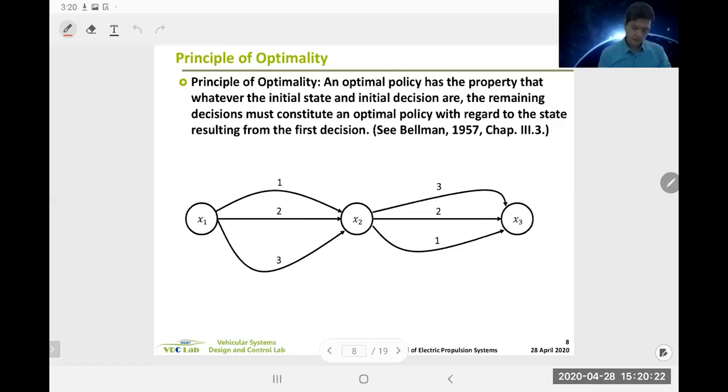So if you look at this, let's read it out loud. Okay, an optimal policy has the property that whatever the initial state and initial decision are, the remaining decisions must constitute an optimal policy with regard to the state resulting from the first decision. What does that mean?